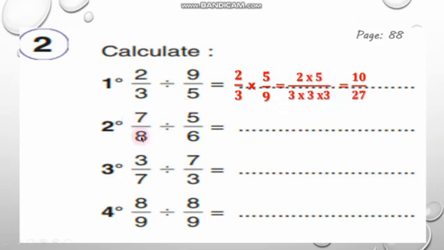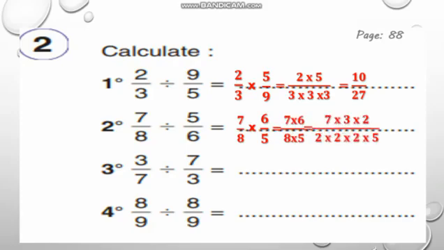Now 7 over 8 divided by 5 over 6. So I'm going to write 7 over 8 times 6 over 5. Then I multiply the numerators together and the denominators together. I can write instead of 6, 3 times 2, and instead of 8, 2 times 2 times 2. So now I can see if I can simplify. Yes, I can simplify by 2. Now I complete 7 times 3 equals 21 and 2 times 2 times 5 equals 20.